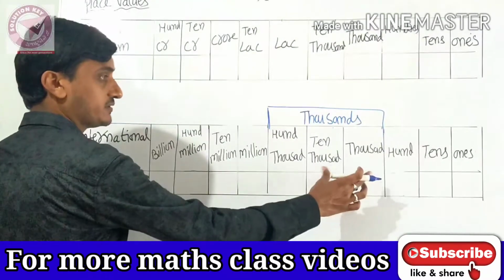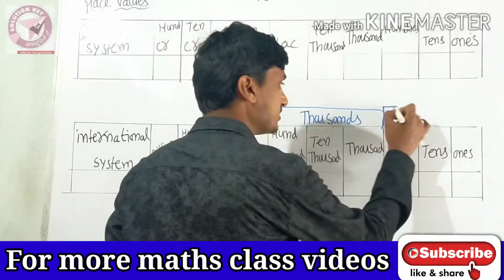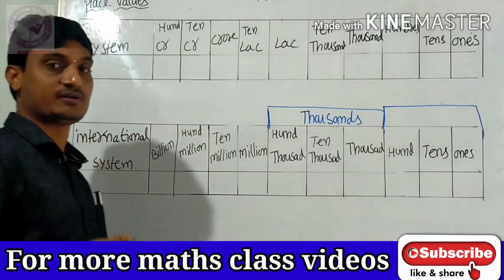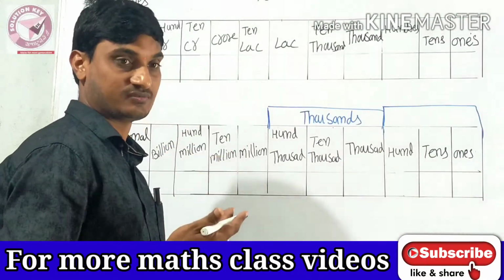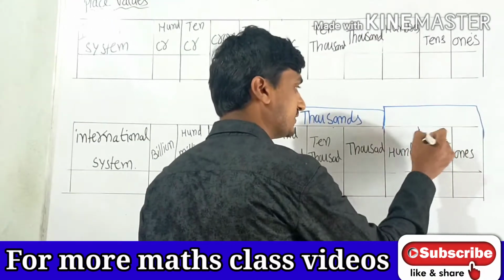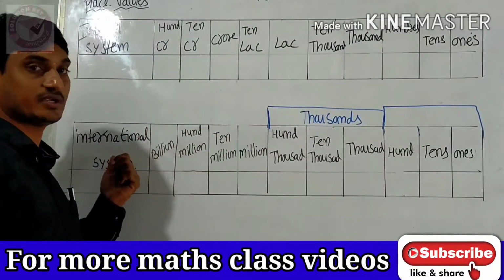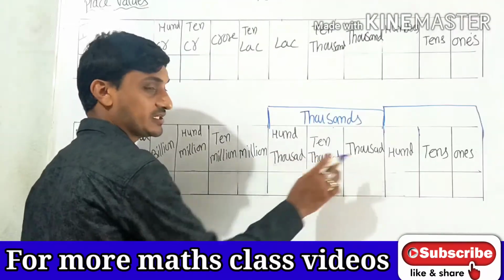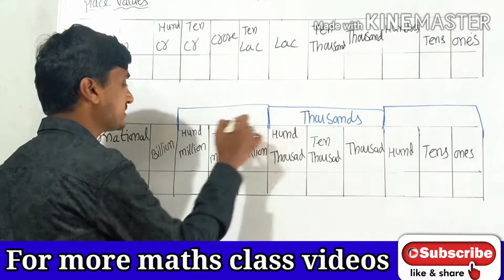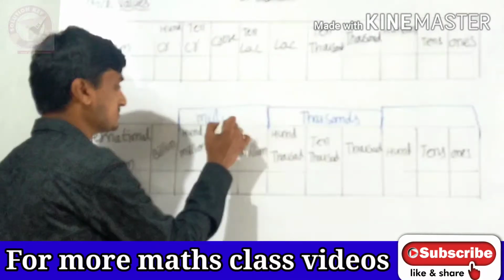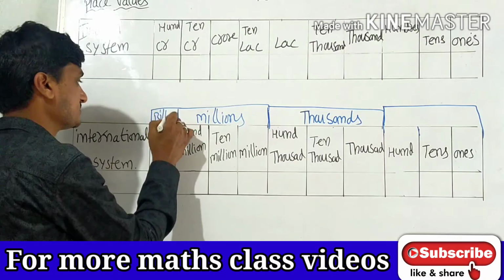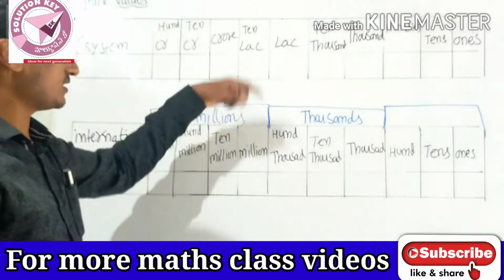Again, in this international system, you can easily identify the digits by taking 3 digits from the right hand side onwards. For the international system, 1, 2, 3 digits make the thousands, and here also 1, 2, 3 digits are known as the millions place, and finally we get the billions. See here, compare both.